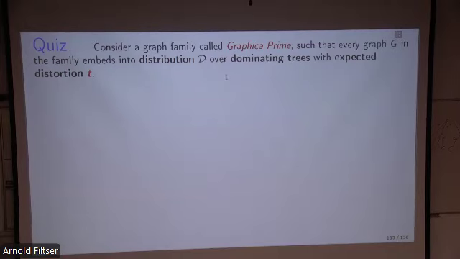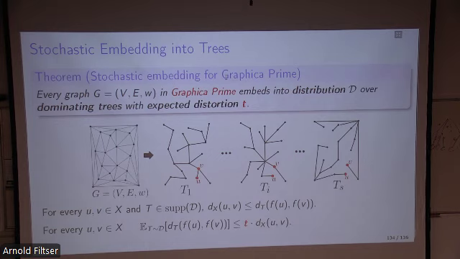Now the second question is a bit more interesting. Suppose that there's a graph family called Graphica prime, which is some imaginary graph family, such that every graph in this family embeds into a distribution over dominating trees with expected distortion T. Previously we had this FRT result: every metric embeds into a distribution of trees with expected distortion log n. Now there's some mysterious graph family, Graphica prime, which has the exact same result, with the only difference that the distortion is T, which is some constant, instead of log n.